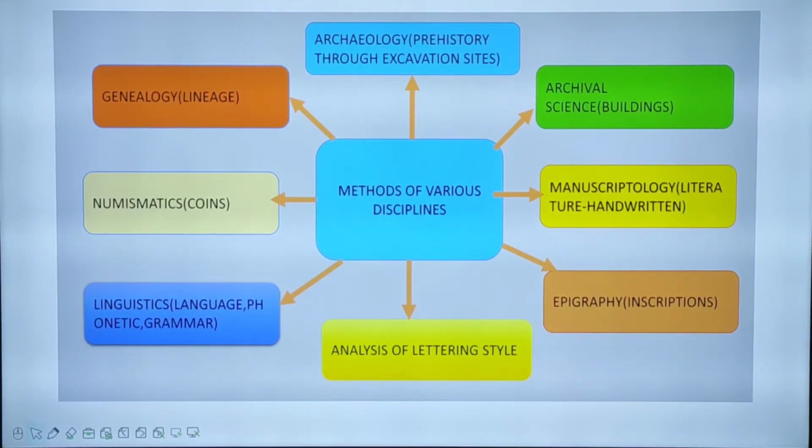Next is analysis of lettering style. Okay, you have different types of lettering style. The way you write a particular letter or alphabet, or you use a particular slanting line, sleeping line. This itself is also termed as analysis of lettering style. Next comes linguistics, that is language, phonetics and grammar. So the pronunciation of a particular word. Yeah, like for example, the people who speak Marathi in Pune, their Marathi is completely different, right?